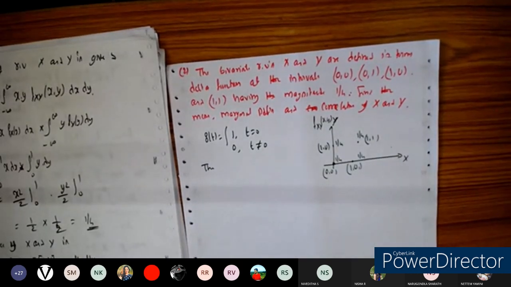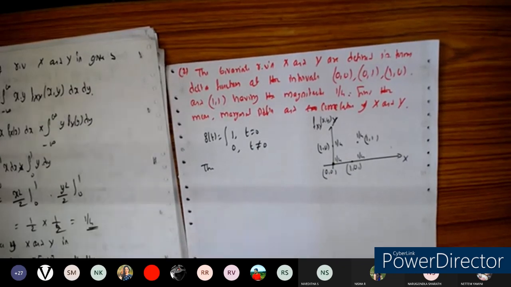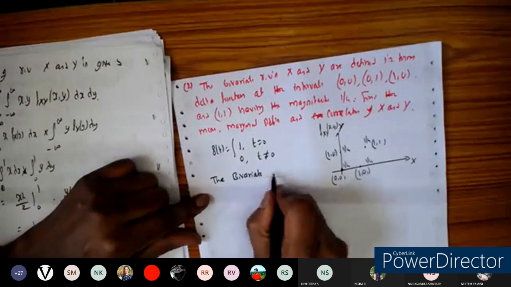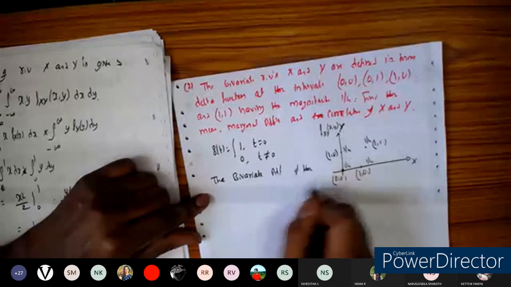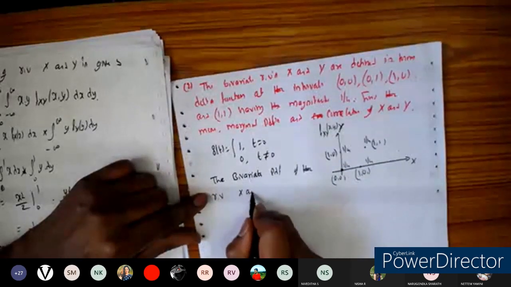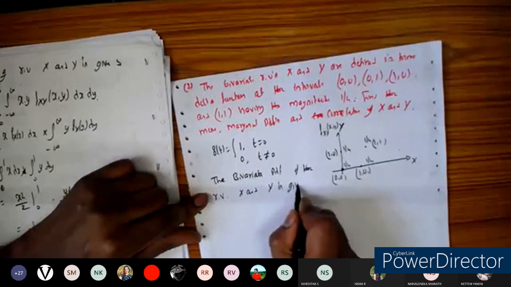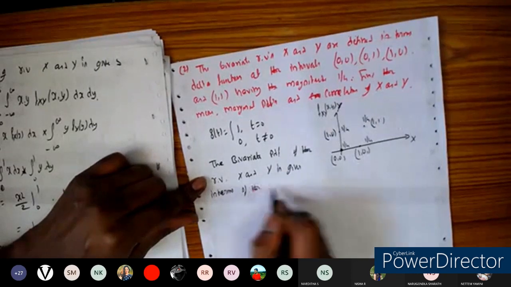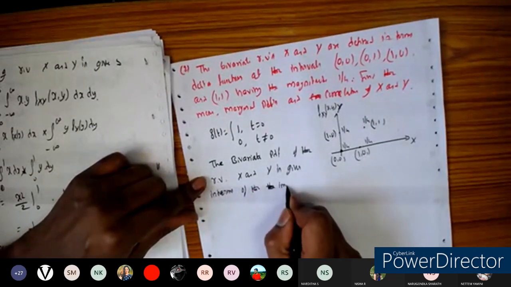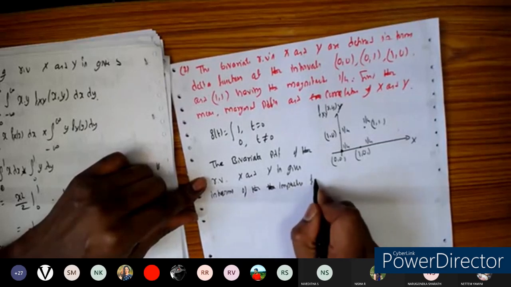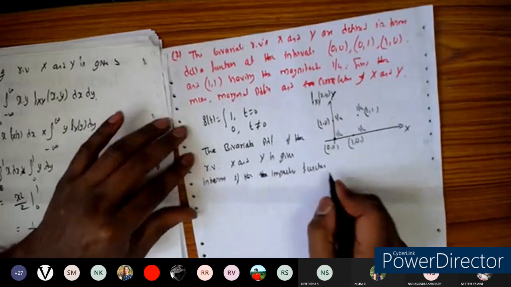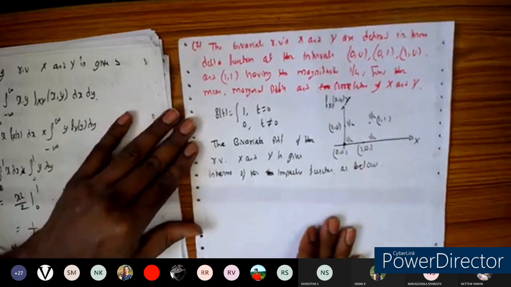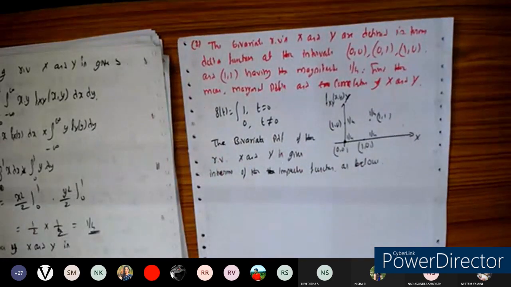The bivariate PDF of the random variables x and y. So we can take the bivariate PDF of the random variables x and y, which is given in terms of the impulse function, as below. So you are going to define the bivariate PDF in terms of the impulse function.